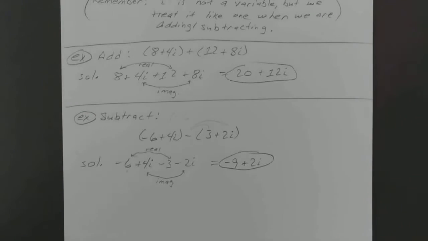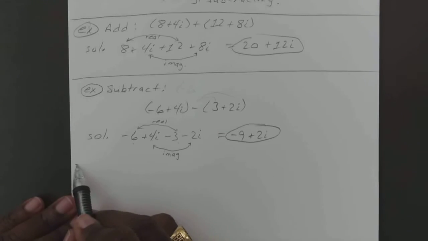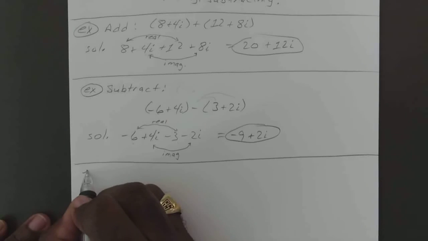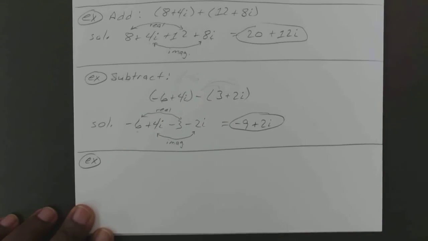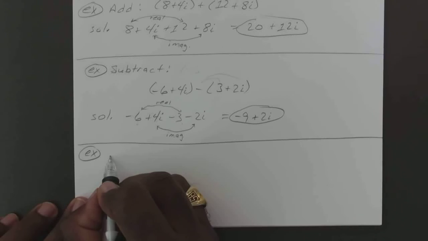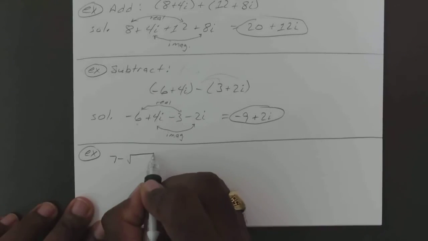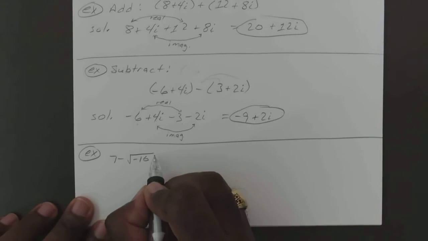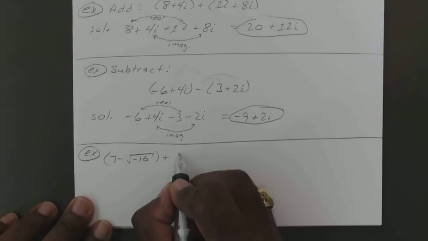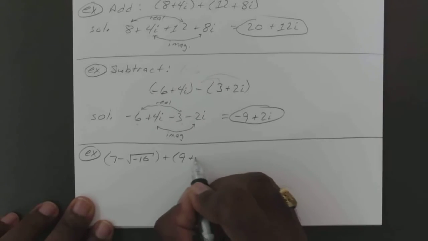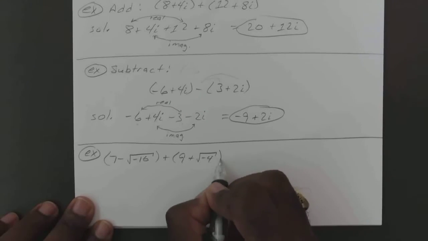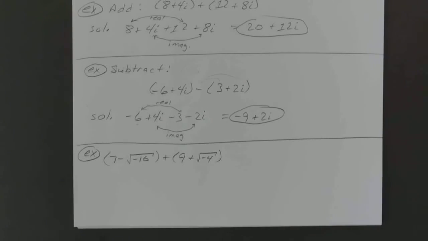Okay, so for those two, you didn't have to do step 1. They were already in real or imaginary form. But for this one, you would have to convert it first. Let's say, for example, you have 7 minus square root of negative 16 plus 9 plus square root of negative 4. The other one already had i's. This one, you have to convert it to have the i's.